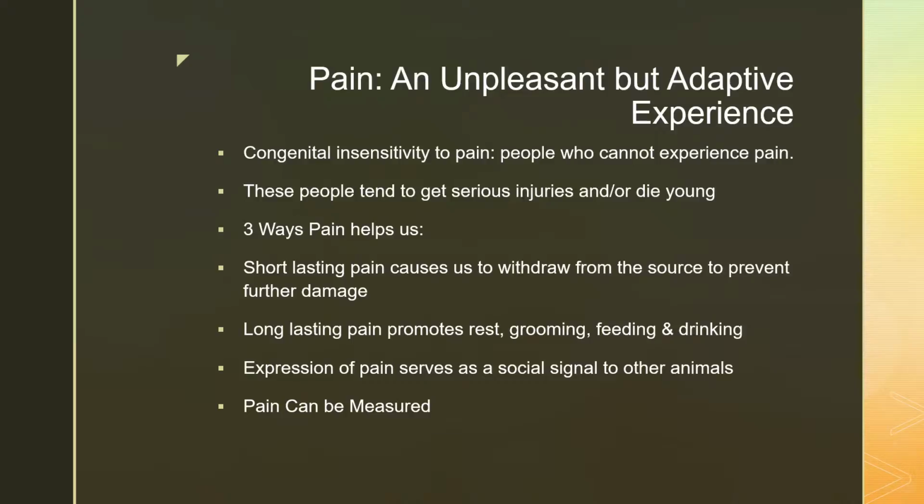Three ways pain helps us. Short-lasting pain causes us to withdraw from the source to prevent further damage. So if your hand is on a burning stove, you're going to remove it from the burning stove pretty quick. Long-lasting pain promotes rest, grooming, feeding, and drinking. Expression of pain serves as a social signal to other animals. So if you're screaming, people are going to know not to do what you're doing.